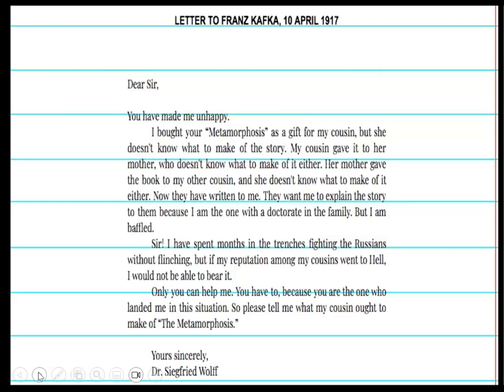So it says, "Dear Sir, you've made me unhappy. I bought your Metamorphosis as a gift for my cousin, but she doesn't know what to make of the story. My cousin gave it to her mother, who doesn't know what to make of it either. Her mother gave the book to my other cousin, and she doesn't know what to make of it either. Now they have written to me. They want me to explain the story to them because I'm the one with a doctorate in the family. But I am baffled. Sir, I've spent months in the trenches fighting the Russians without flinching, but if my reputation among my cousins went to hell, I would not be able to bear it. Only you can help me. You have to, because you are the one who landed me in this situation. So please tell me what my cousin ought to make of the Metamorphosis. Yours sincerely, Dr. Siegfried Wolf."